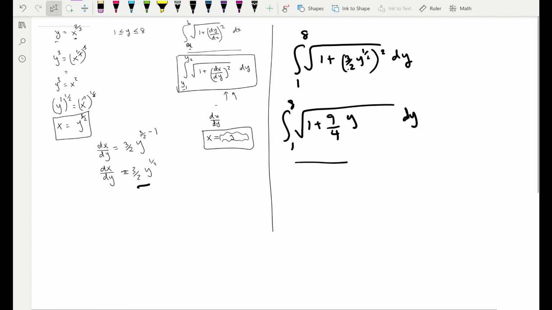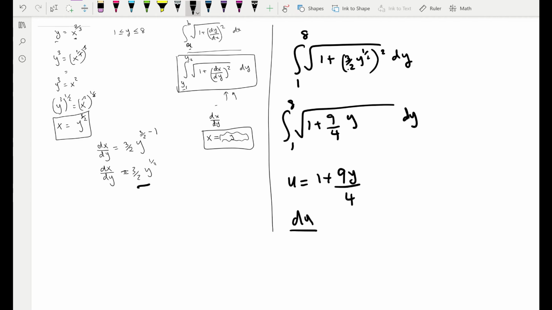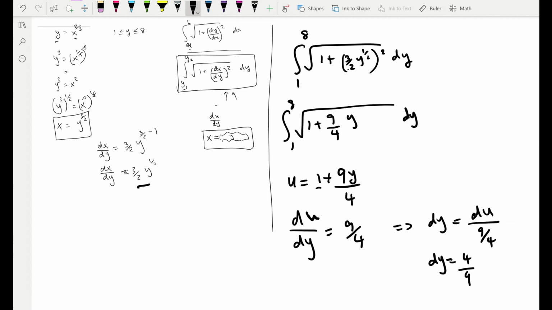To integrate this, we can use integration by substitution. You can choose u to be the inside function, what you have inside the square root. So u is 1 plus 9y over 4. Then du/dy is, if you differentiate u with respect to y, 9 over 4. The derivative of 1 is 0, and the derivative of 9y over 4 is 9 over 4. So dy is du over 9 over 4. That means dy is 4 over 9 du.